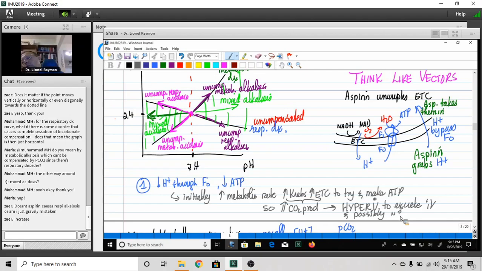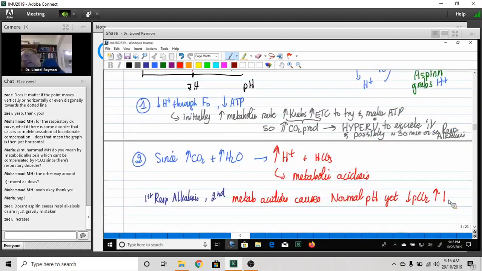So first you had respiratory alkalosis. Second, metabolic acidosis causes normal pH, yet low PCO2 and high protons, and low bicarb. You okay with the compensated state?